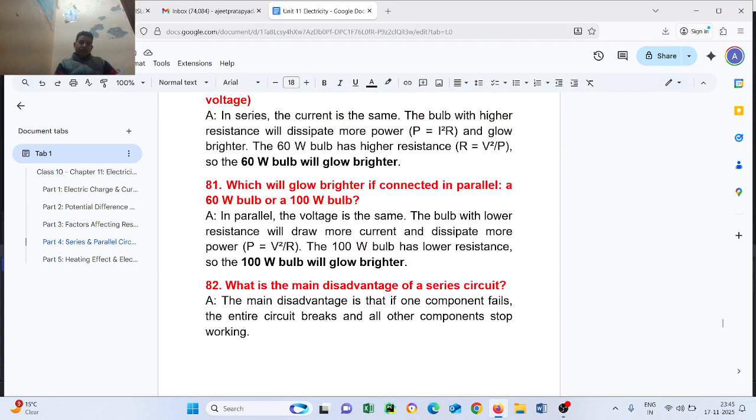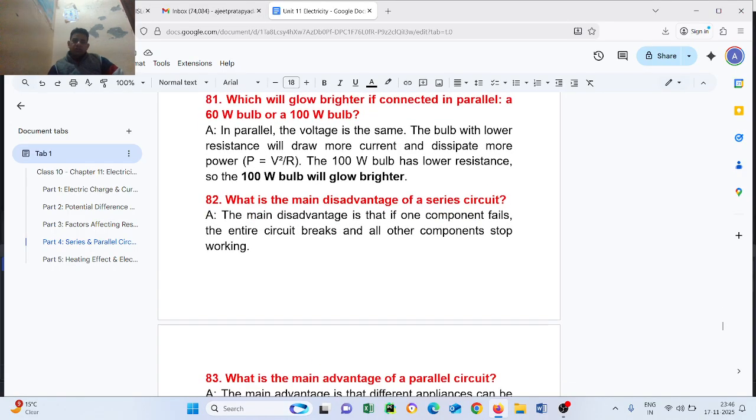Question number 81. Which will glow brighter if connected in parallel, a 60 watt bulb or a 100 watt bulb? In parallel, the voltage is the same. The bulb with the lower resistance will draw more current and dissipate more power, P equal to V square upon R. The 100 watt bulb has lower resistance, so the 100 watt bulb will glow brighter.